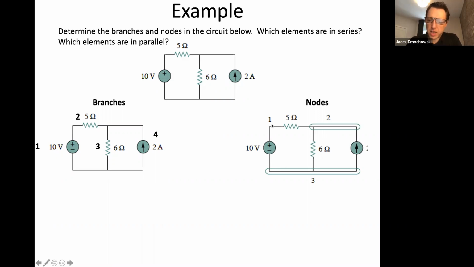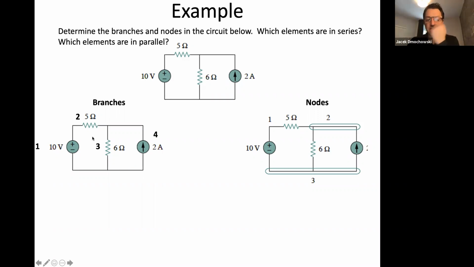Okay, so notice that we can trace a path along the bottom here without going through any elements. And so the bottom is all the same voltage. And the top right here is also the same voltage. So 1, 2, and 3. So now we have the three branches here. So there are 4 branches.